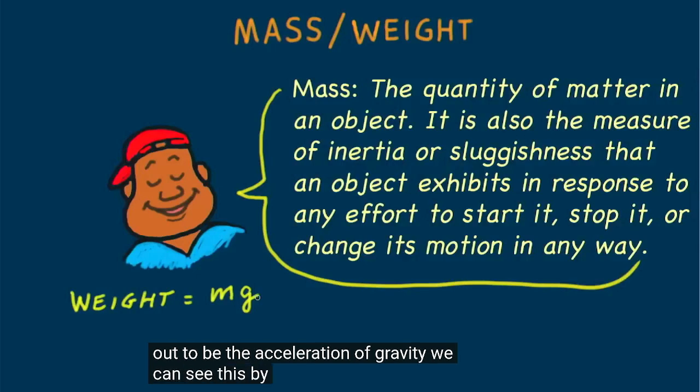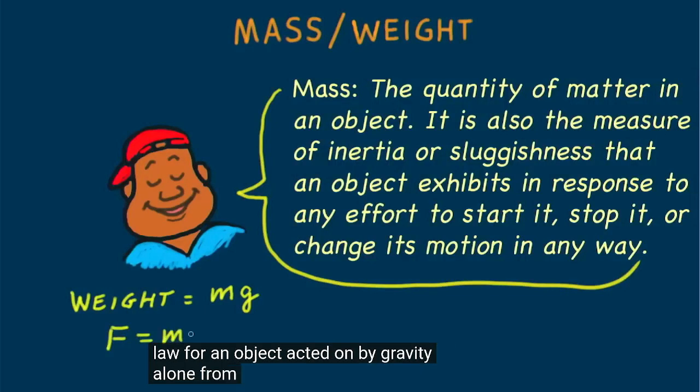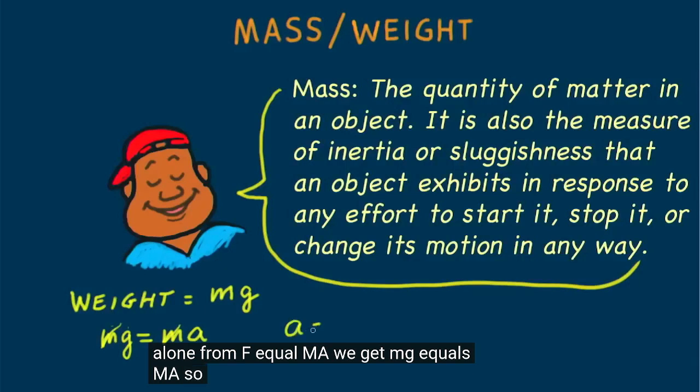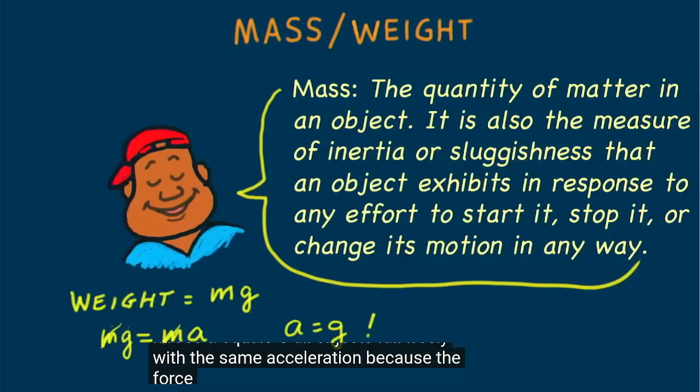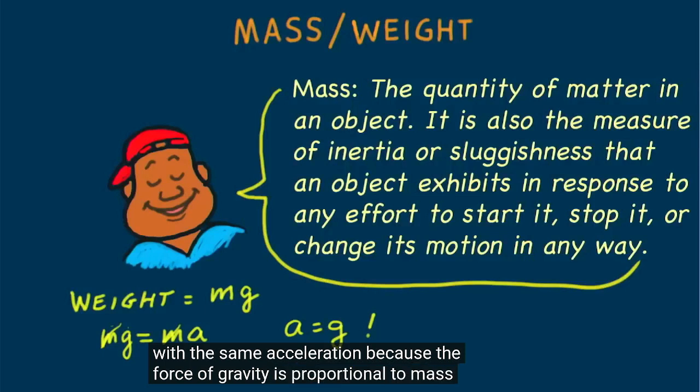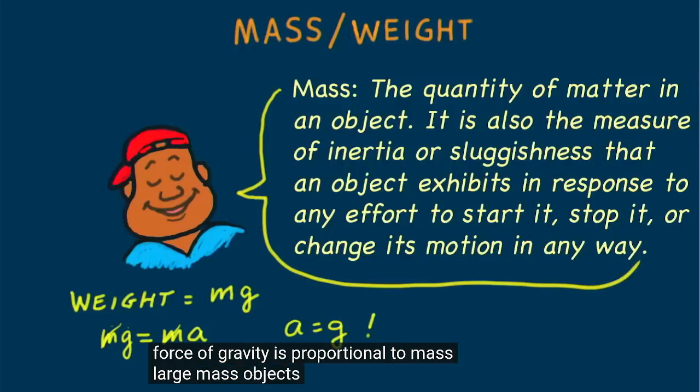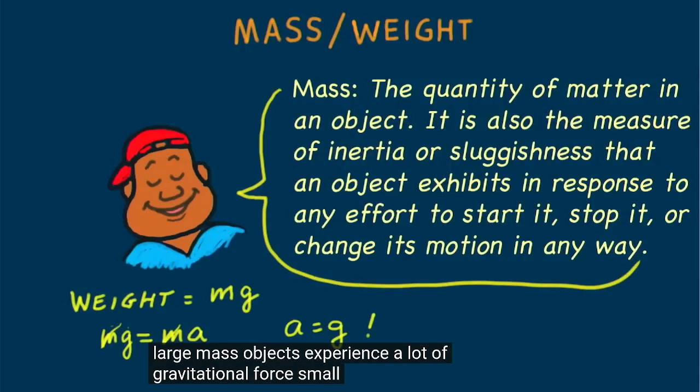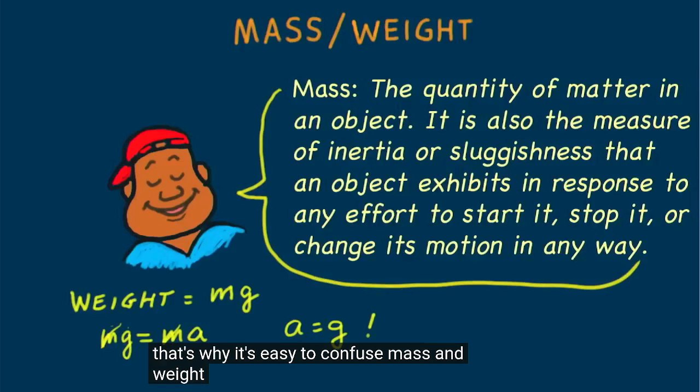We can see this by using Newton's second law for an object acted on by gravity alone. From F equals ma, we get mg equals ma, so a equals g. All objects fall freely with the same acceleration because the force of gravity is proportional to mass. Large mass objects experience a lot of gravitational force. Small mass objects experience little gravitational force. That's why it's easy to confuse mass and weight.